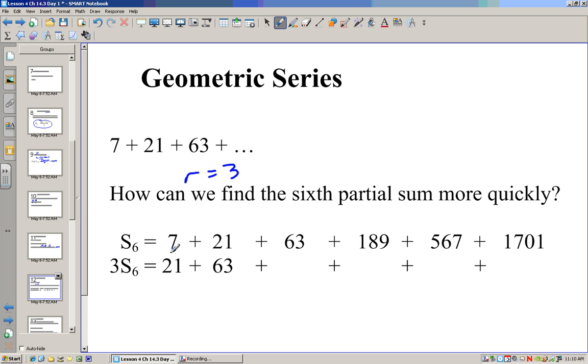So when I do that, I'll have 21 plus 63 plus, if I multiply this by 3, I get 189. This multiplied by 3 is 567. This multiplied by 3 is 1701. And 1701 multiplied by 3 is 5103.